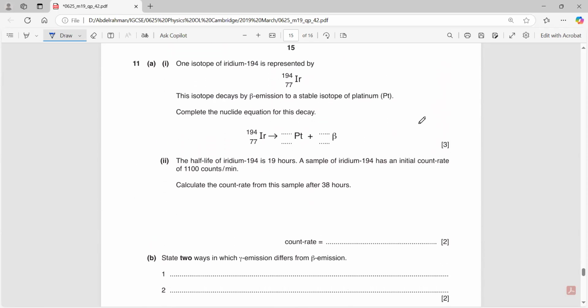One isotope is represented by 77, 194. It produces platinum and a beta. Beta is 0 and -1. So the mass would be 194, but the proton number would increase by 1. So this would be 78. It has to be 78.